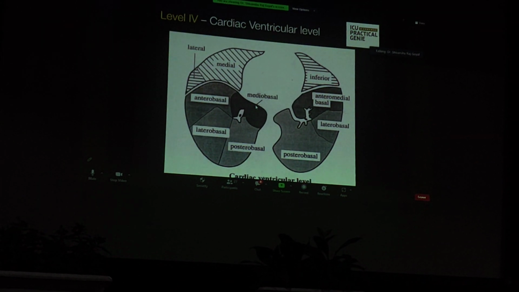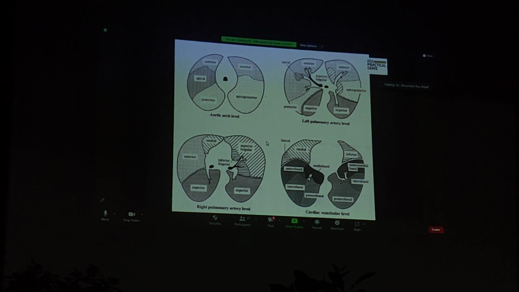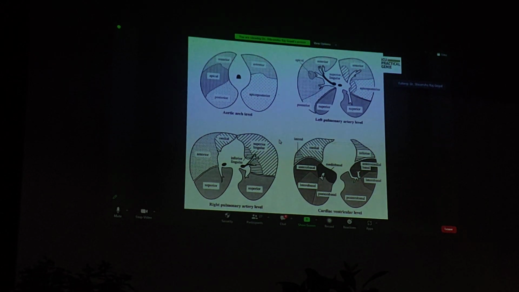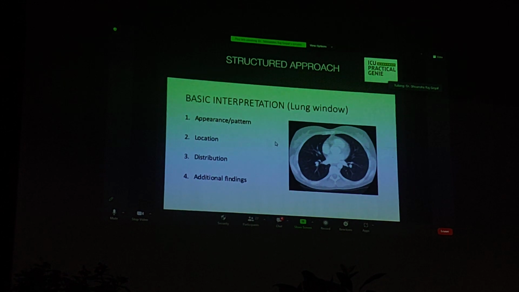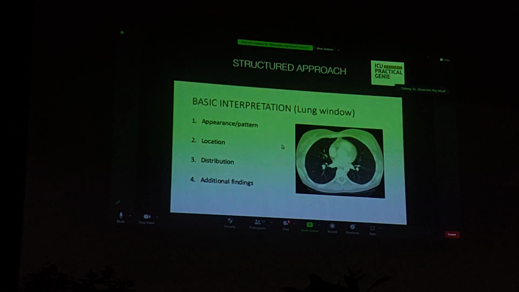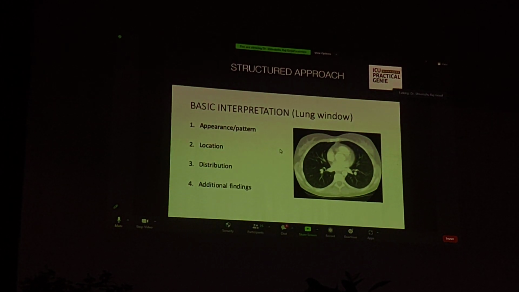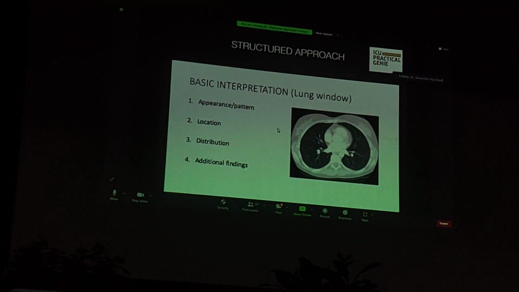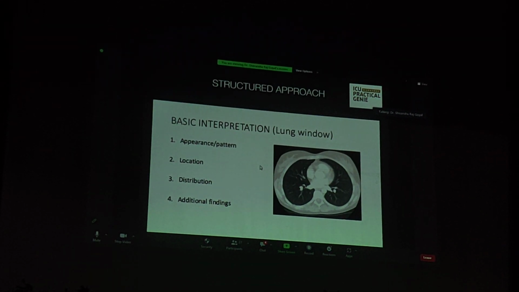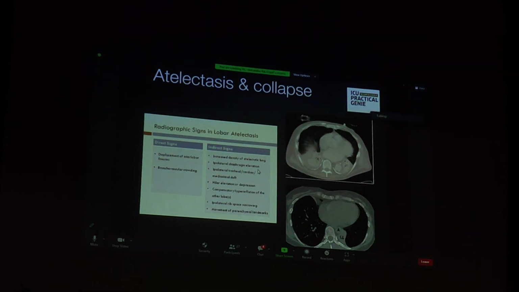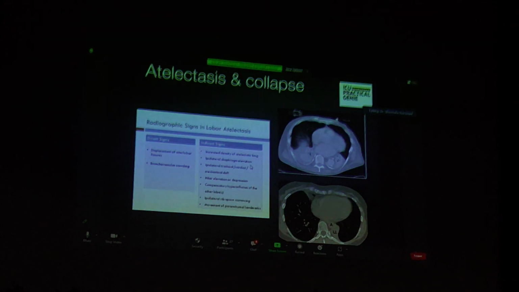Moving ahead, keep in your mind all these levels: aortic arch, left pulmonary artery, right pulmonary artery, and the cardiac ventricular level. Whenever you have all this in your background, you can start approaching a CT scan. When you approach a CT scan, first look at the overall appearance, then identify the problem, look at its location, its distribution, and any additional findings. Then there are a few important signs, important in general and more so in terms of your critical care experience.